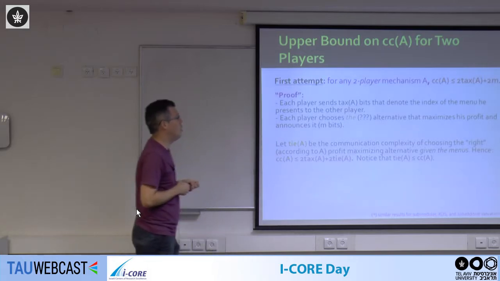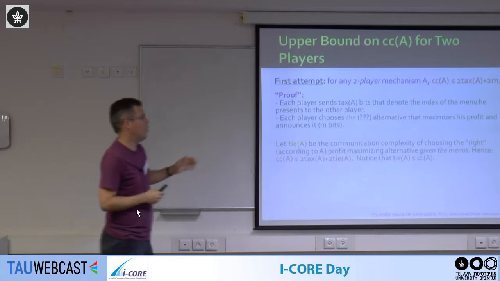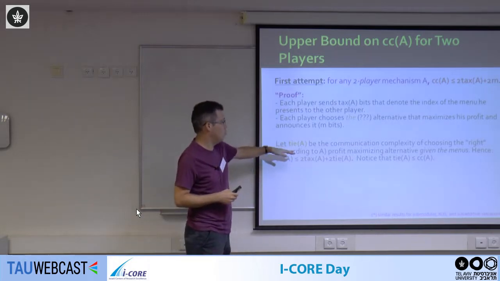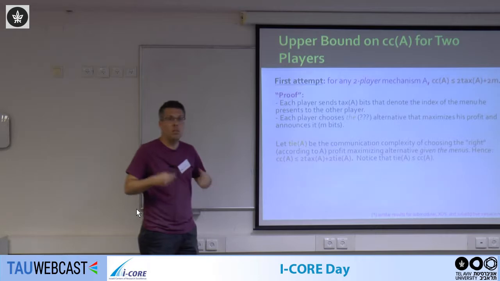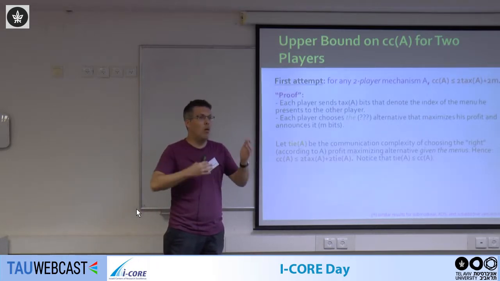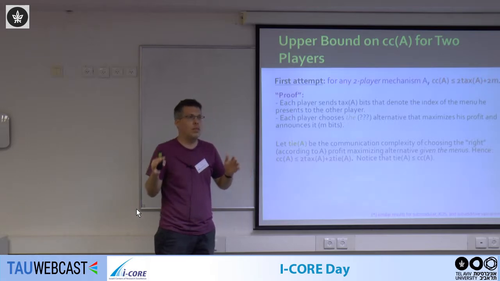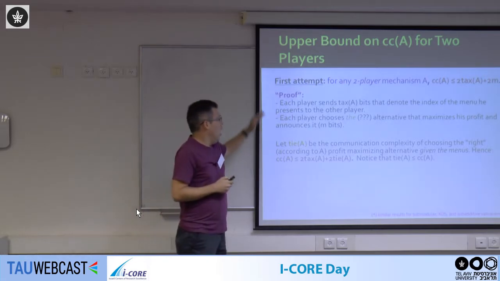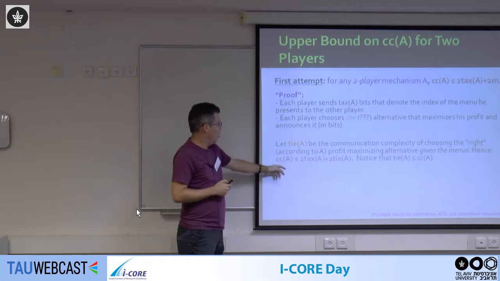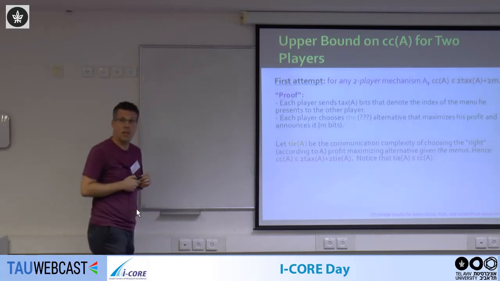So let's define the tie breaking complexity of a mechanism as the communication complexity of choosing the right profit maximizing alternative, but given that we have the menus. So we have the menus, and now each player knows what is the set of profit maximizing alternatives, and now we just have to decide which alternative is actually being chosen. If we have this, then we get that the communication complexity of A is at most 2 times the taxation complexity plus 2 times the tie-breaking complexity.